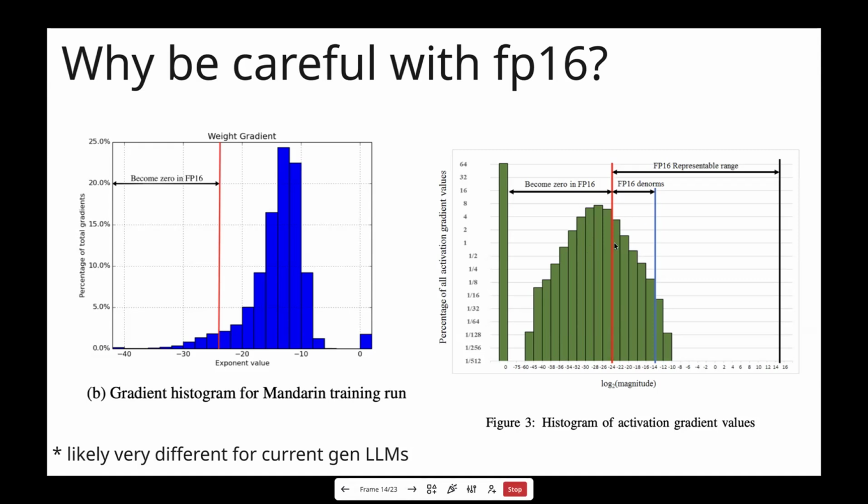And to the right of the red bar, you can see the FP16 representation range, which spans from 2 to the power of minus 24 to 2 to the power of 15. So all values between this red line and this black line could be represented. Everything to the left of it, except the zero bar, cannot, and you will be losing these computations. So what to do? We will cover the solution to this problem shortly after.